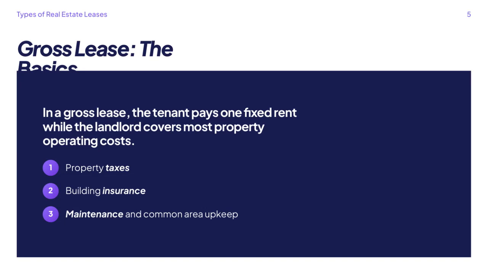Now, let's talk about gross leases and what makes them unique. In a gross lease, the tenant pays a single fixed rent amount. What's important here is that this rent typically covers everything, meaning the landlord takes care of most property operating expenses. These expenses usually include property taxes, building insurance, and maintenance for common areas or any upkeep needed. So from the tenant's perspective, it's a simpler arrangement because they don't have to worry about fluctuating costs throughout the lease term. This makes gross leases a popular choice for many businesses seeking predictable monthly costs. Understanding this is key as we explore the different types of real estate leases.